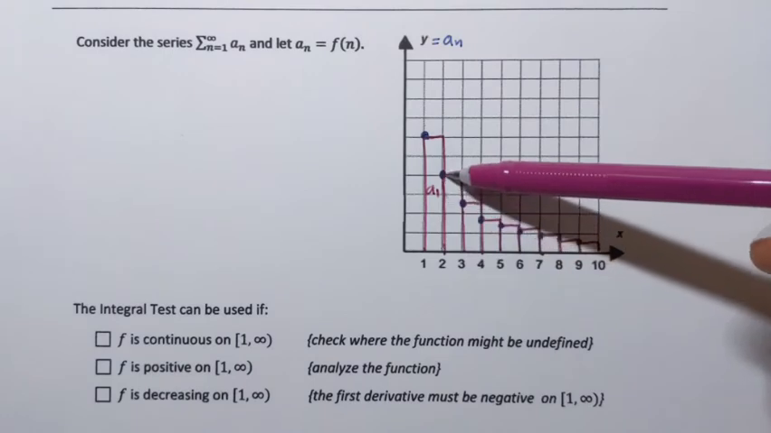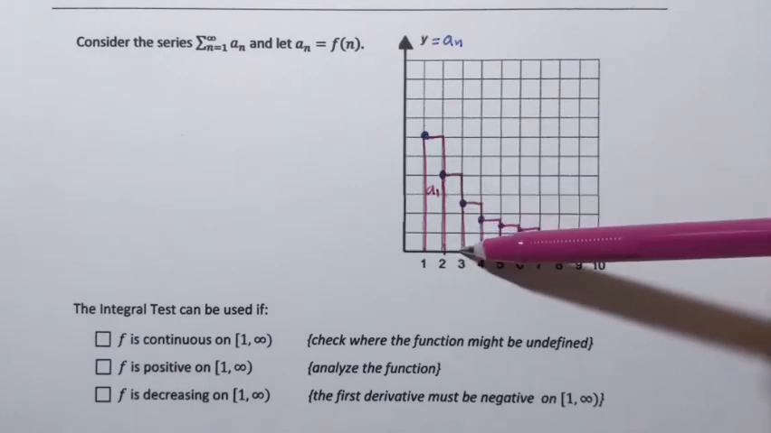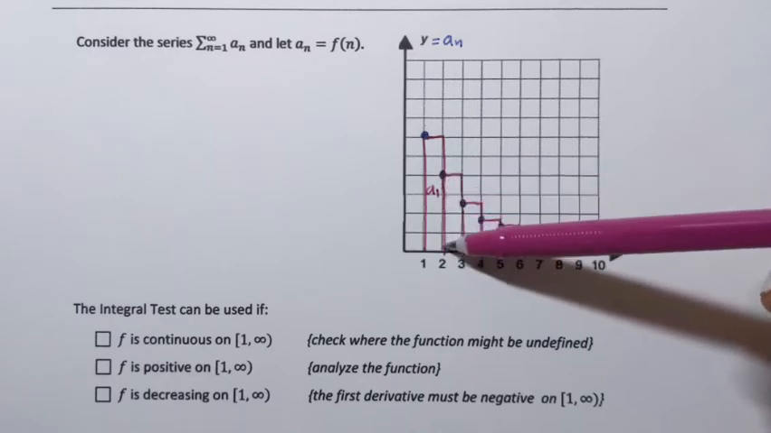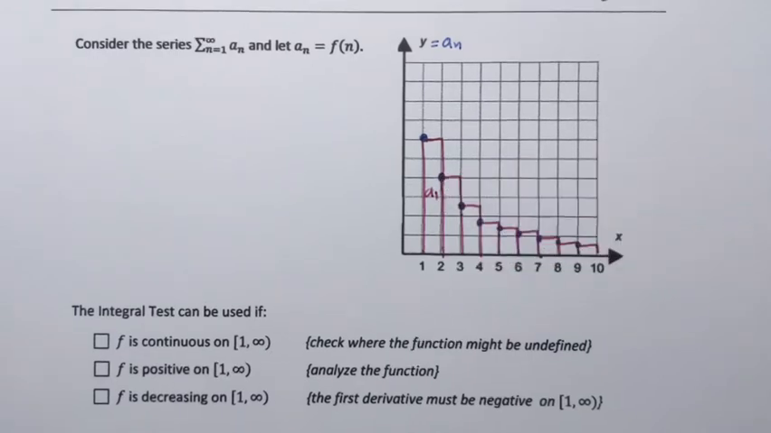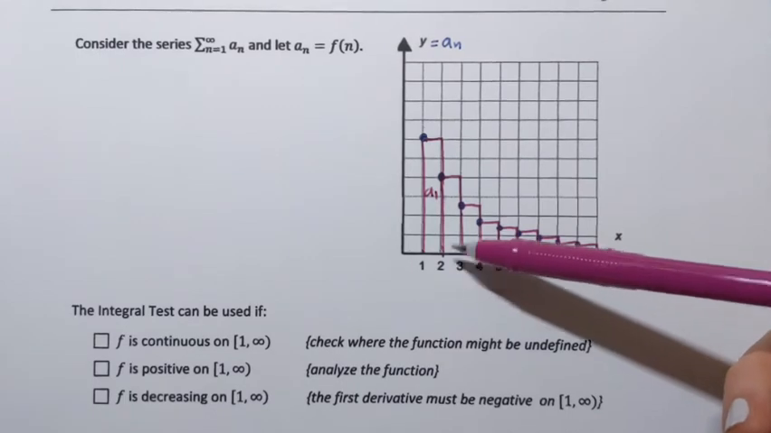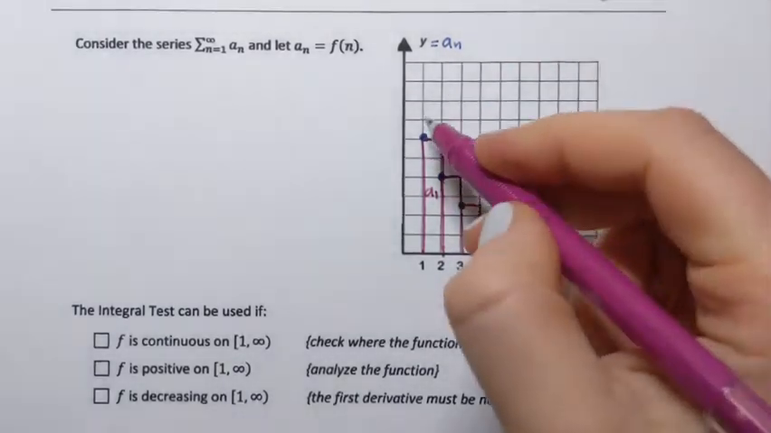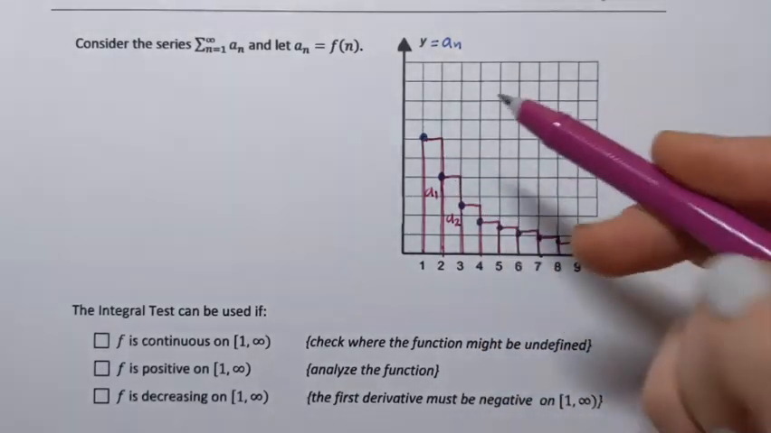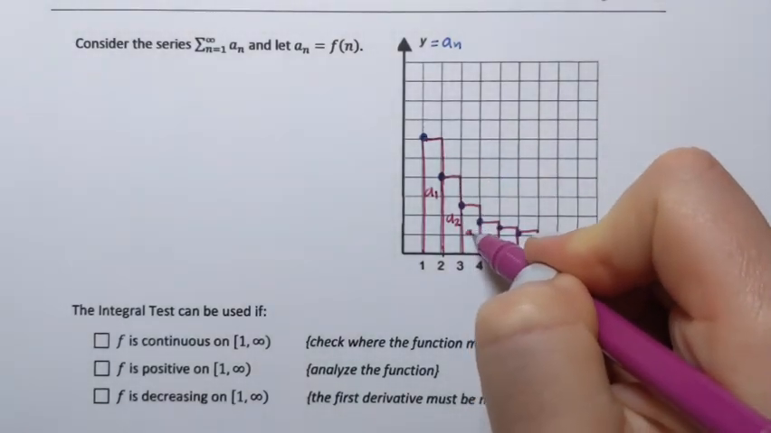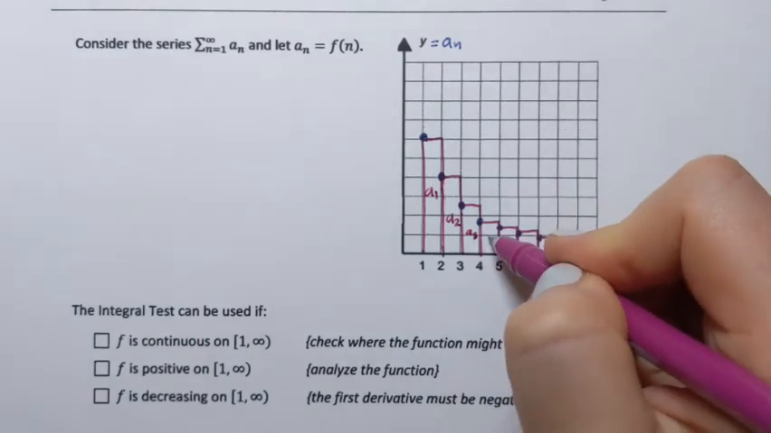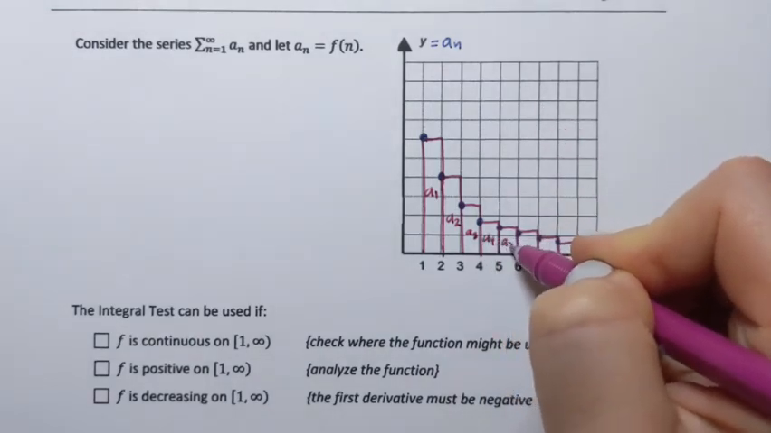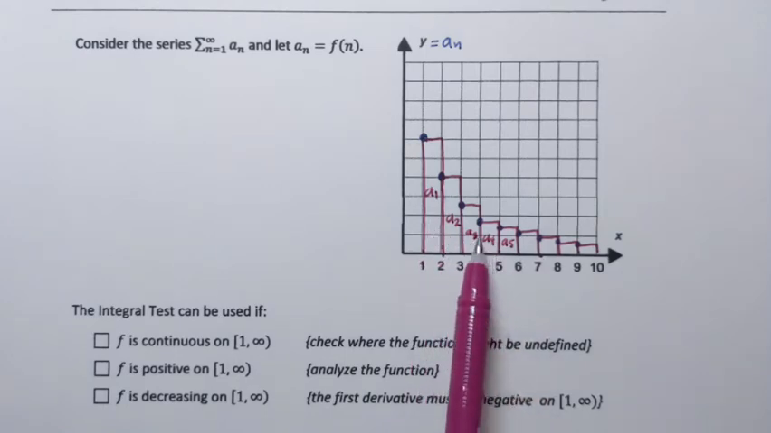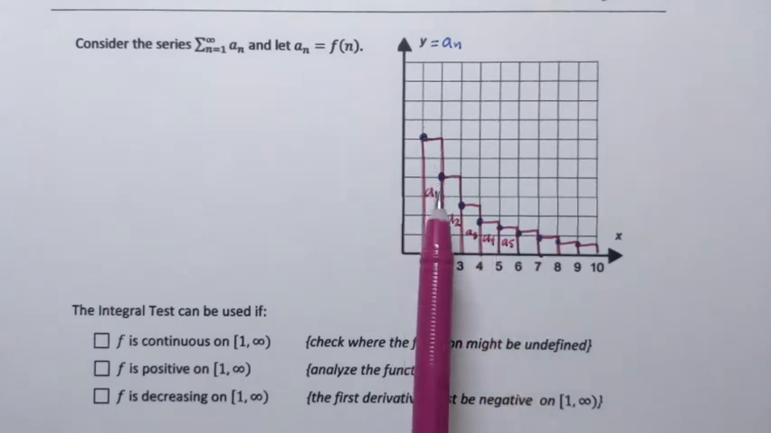How about the area of the second rectangle? Its width is 1, and what is the length? Well, the length will correspond to a2. 1 times a2 equals a2, so it means that the area of this rectangle is a2. And hopefully you see the idea here, so that means that this rectangle has area a3, this one is a4, a5, and so on and so forth. So the area of each rectangle equals each term.